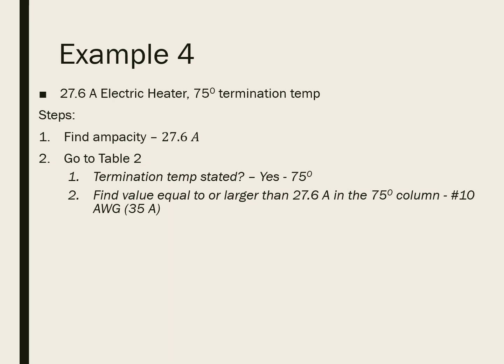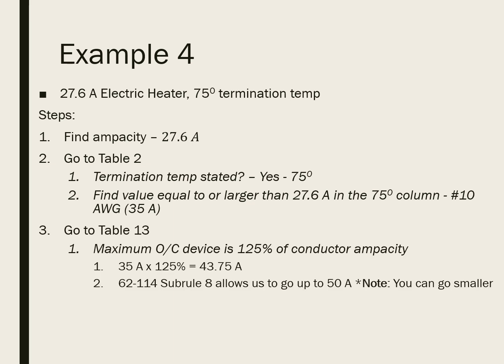The 35 amp value now has to be within 80% of our overcurrent device. Now we go to Table 13. Since my 35 amps must be within 125% of the conductor ampacity, we're going to do the calculation of 35 amps times 125%. We can also do 35 amps divided by 0.8 and it would be the same calculation, but we come up with a value of 43.75 amps.